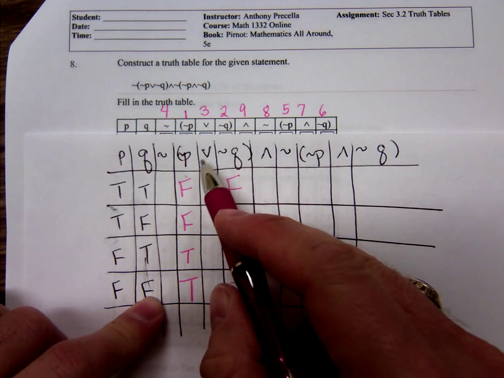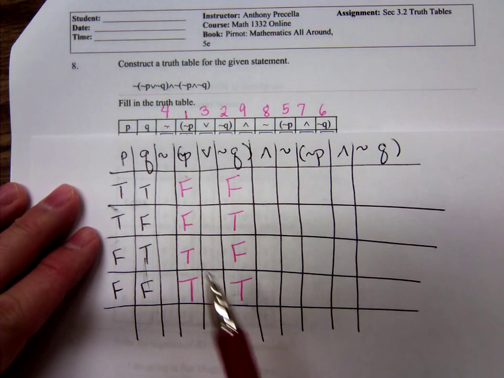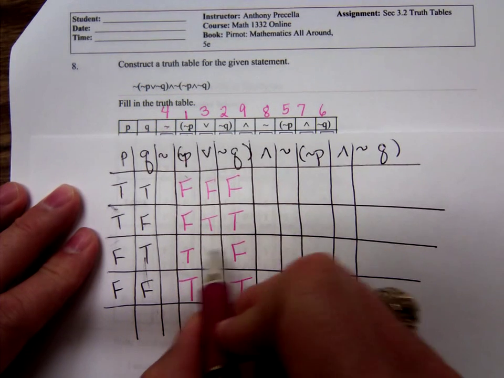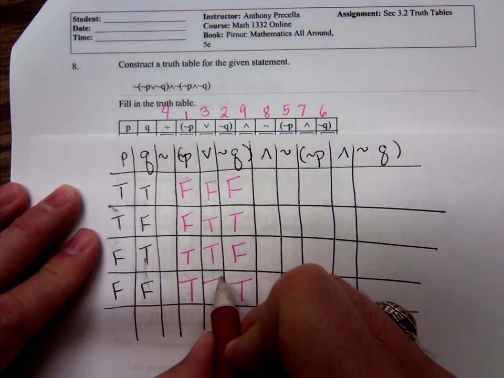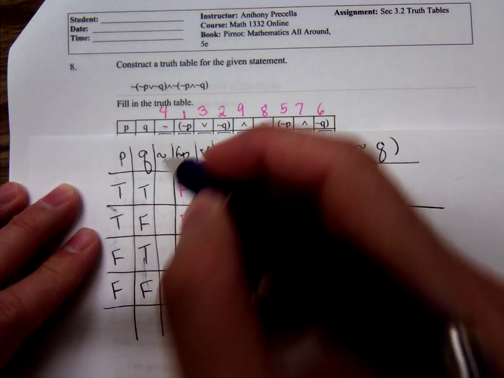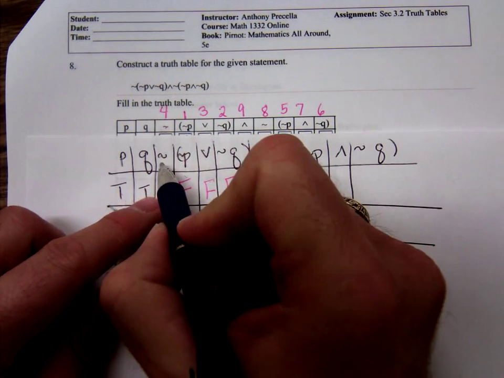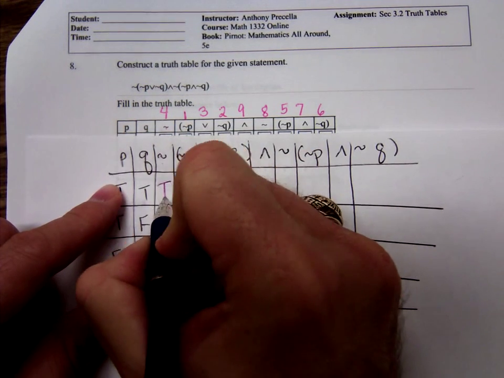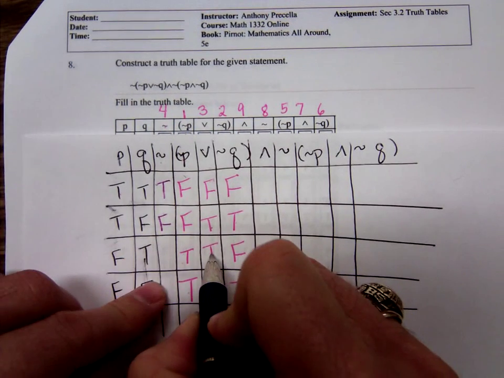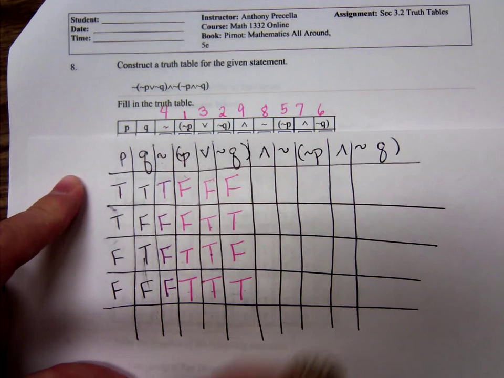Now let's do the or. Remember, when working with or, the only time an or statement is false is if they're both false. False or true is true. True or false is true. True, true, true. Okay. Now let's negate those. So I'm negating this or here. Not false is true. Not true is false. Not true is false. Not true is false.